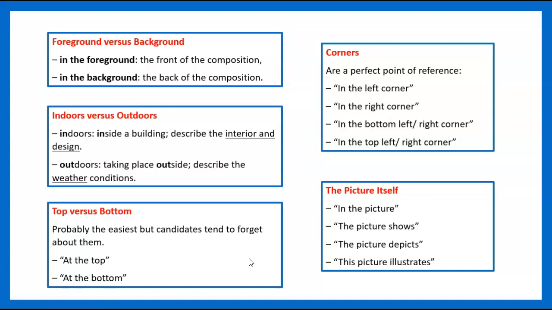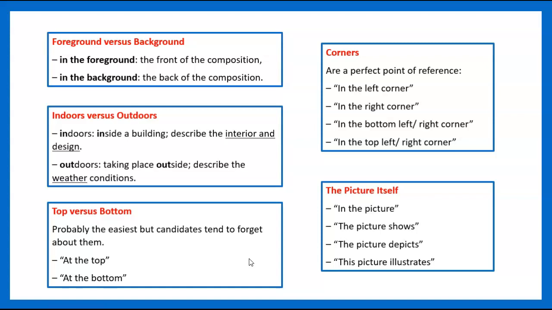And then you could go through to top versus bottom. Probably the easiest, but candidates seem to forget about them. At the top you say, and at the bottom, what do you see? And then you go through the corners. They're a perfect point of reference. In the left corner, in the right corner, in the bottom left or bottom right-hand corner, in the top left or top right-hand corner.